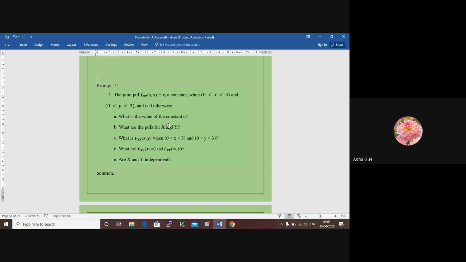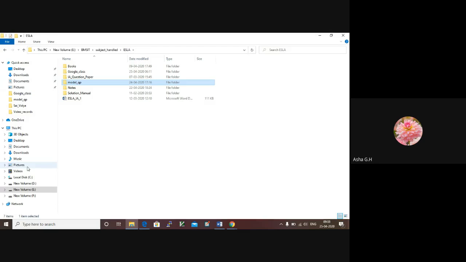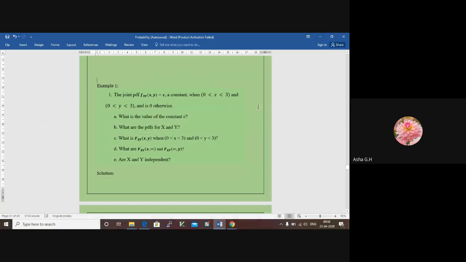There is one more book called Fundamentals of Probability by Oliver. I think I have that book, I'll just show you that. I'm not sure where it is. The title of that book is Fundamentals of Probability by Oliver. That's a very good book, and he has solved so many problems on each topic. That will definitely help you to understand the concept very well.